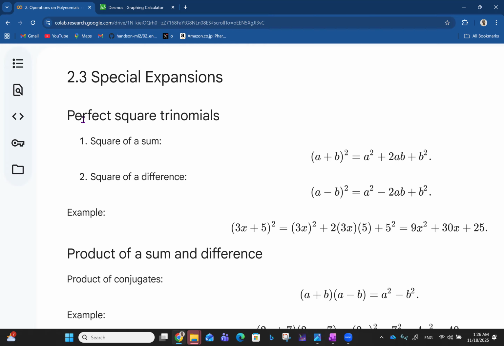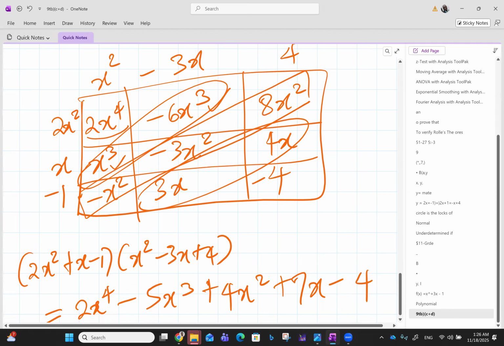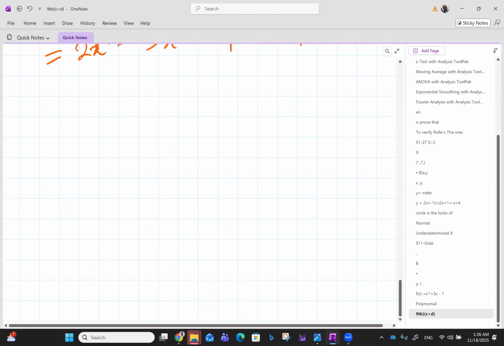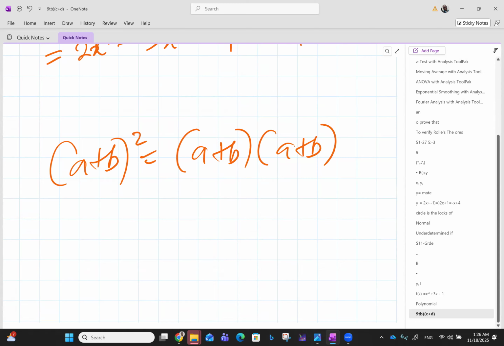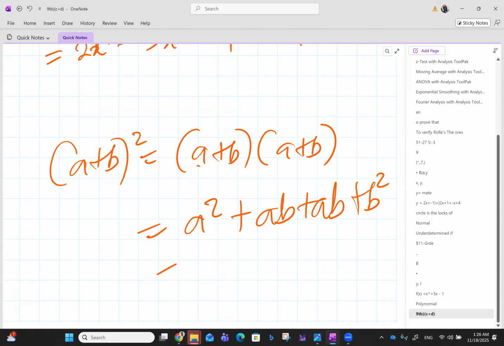So special expansion. So you can have perfect square trinomials. So square of a sum, you have a plus b raised to power 2. So that can easily be, let me just go. So a plus b squared, that's simply a plus b into a plus b. And that is a times a, a squared. A times b, ab. B times a is still ba or ab. B times b is b squared. So you can then have a squared plus 2ab plus b squared.